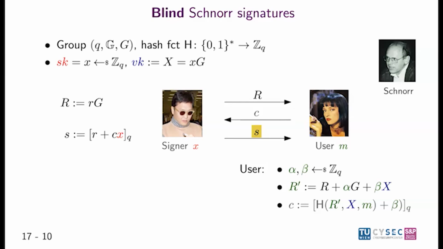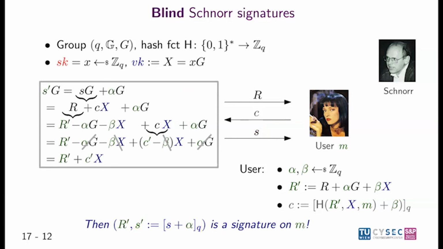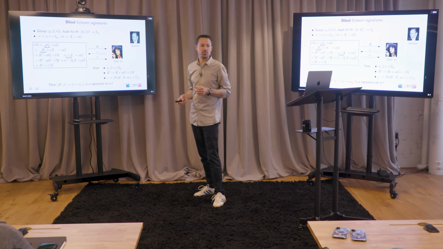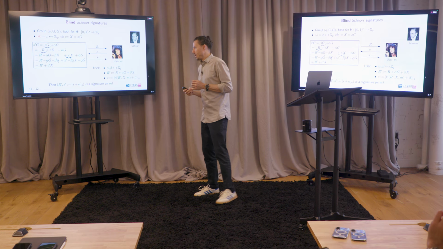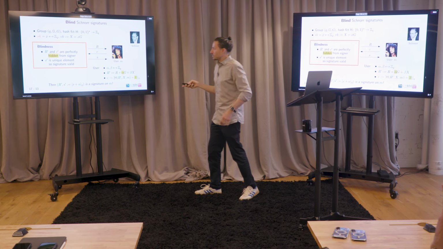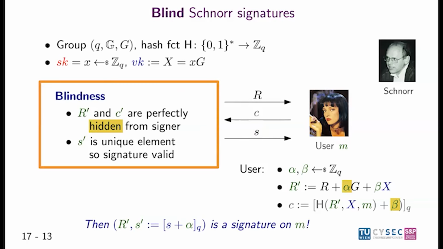But it turns out that if you do this calculation, if you take this value S received from the signer and add your blinding value alpha to it, then that pair is actually a valid signature. So this blind-unblind trick also works for Schnorr. And what's also not too hard to see is that this scheme satisfies blindness, actually perfect blindness. So the signing session is information-theoretically unrelated to the resulting signature.